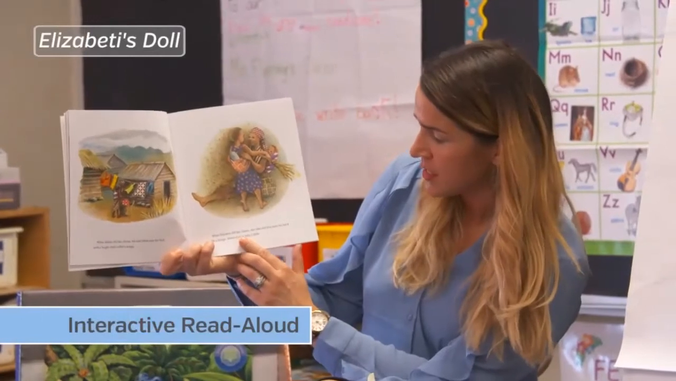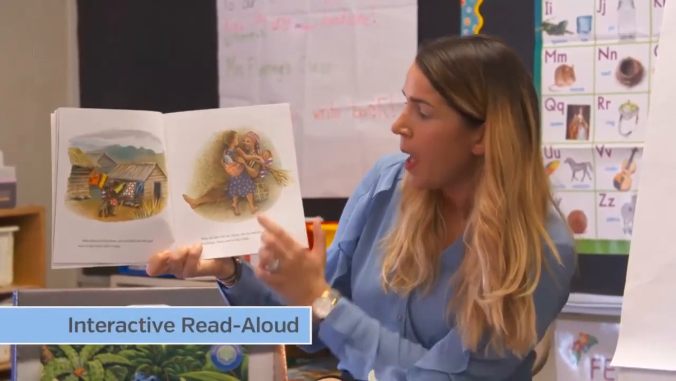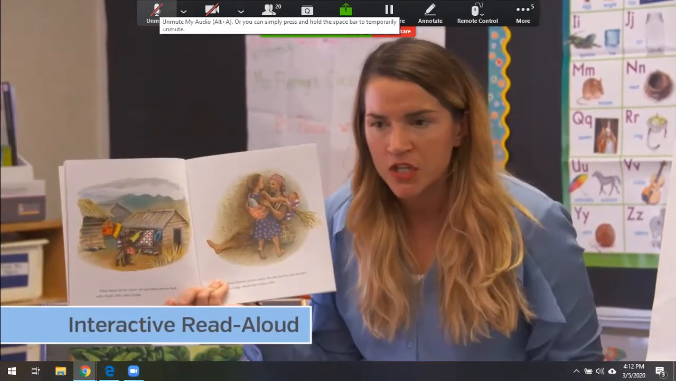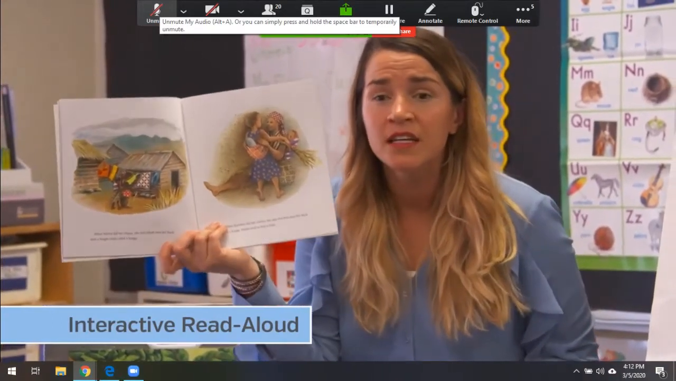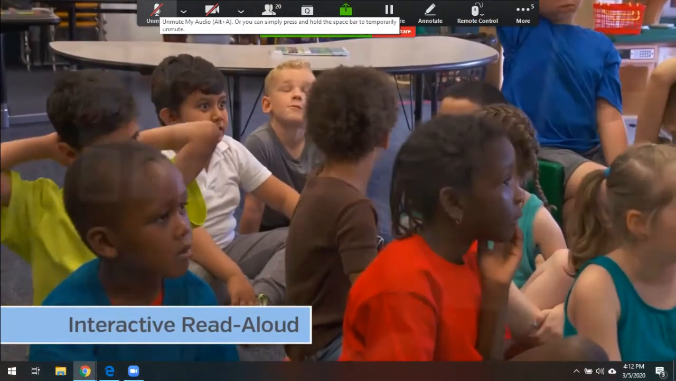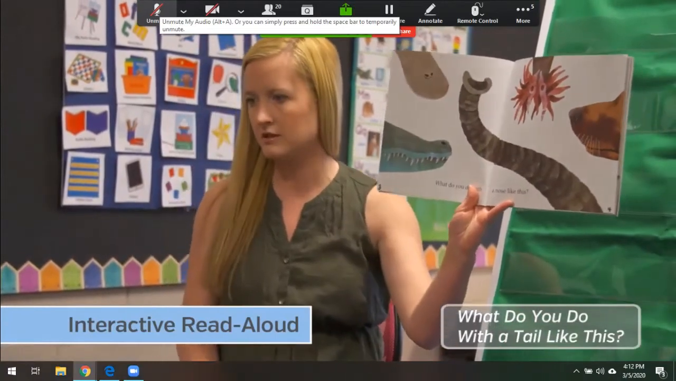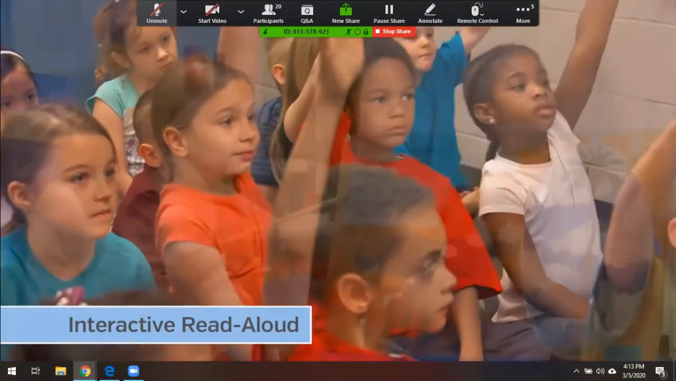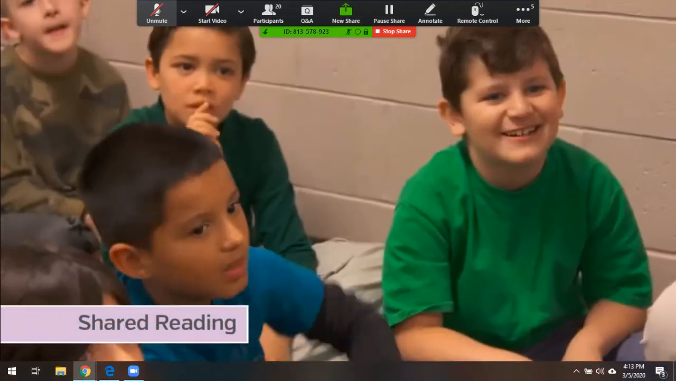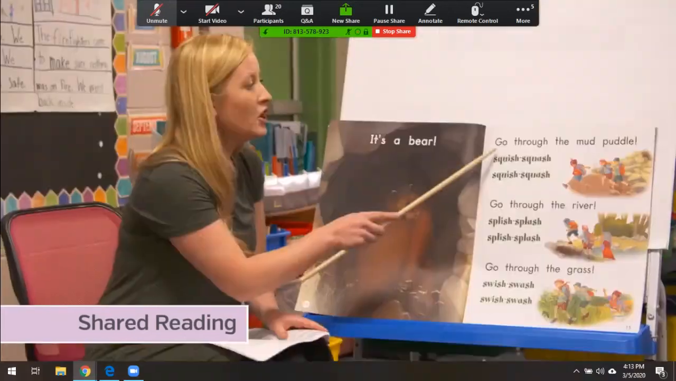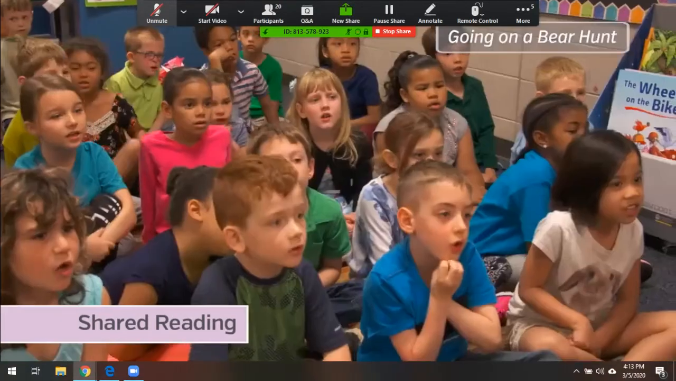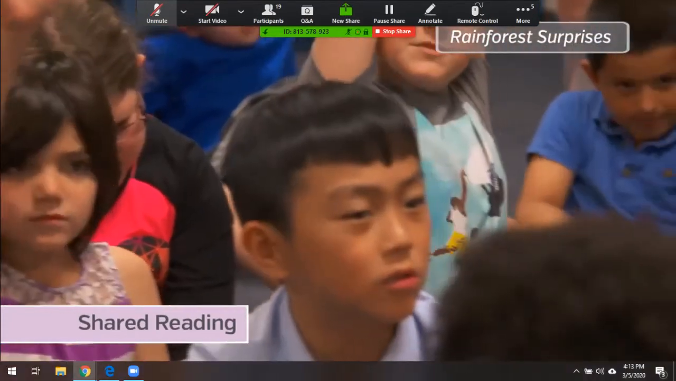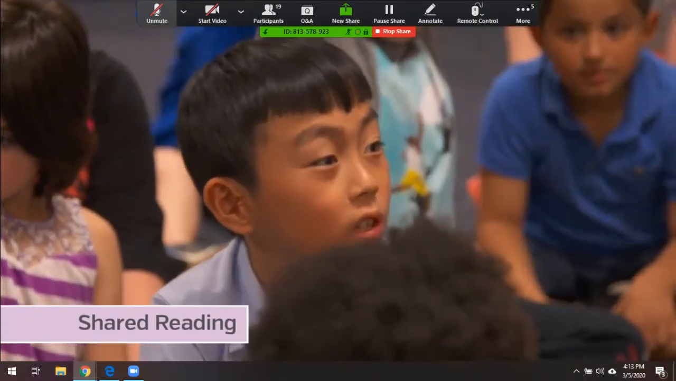When Elizabeth did her chores, she also tied Eva onto her back with a kanga. Mama had to help a little. Why do we think Elizabeth keeps doing what her mama's doing? What do you think? Mooney? Because she wants to learn how to take care of babies. What do you do with a nose like this? Which animals do you think these noses belong to? No, no, he said. An elephant looks like a tree. It's a bear! Go through the mud puddle, swish, splash, go through the river, splish, splash. Harry, what do you think the author wants you to think about rainforest? I want you to think about how beautiful is the rainforest and how good it is.